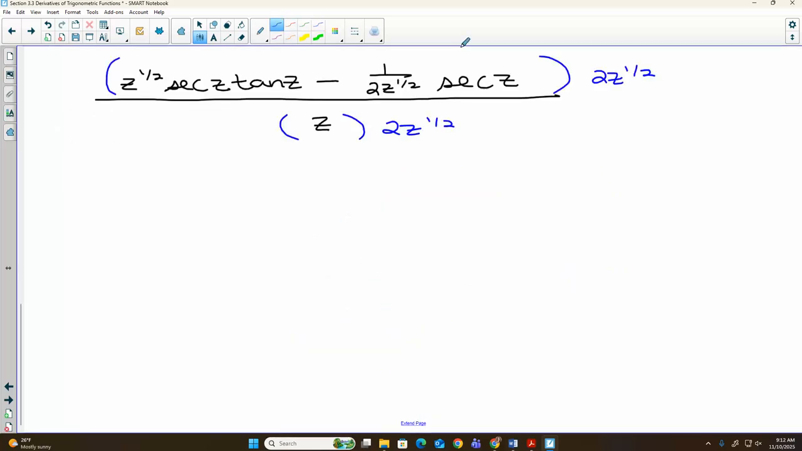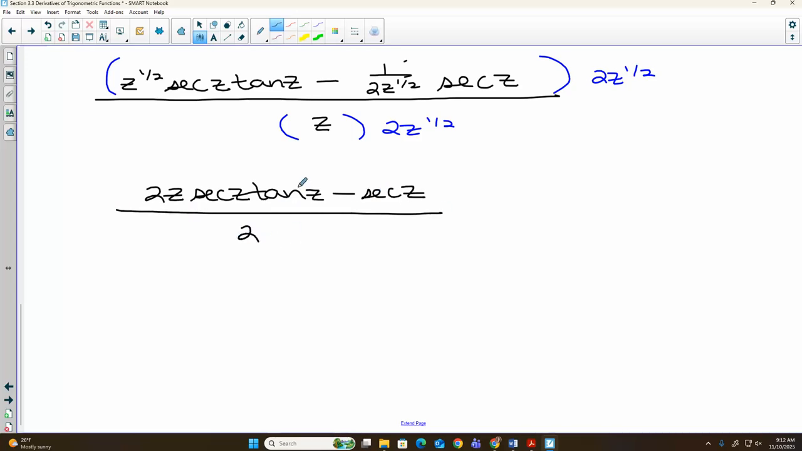So if you do that, if I distribute it to the first one, I get 2z secant of z tangent of z. Minus, in this term, they would cancel, so just give me a secant of z. On the bottom, when I multiply those z's, I add my exponents, so 1 plus 1/2 would be 3/2.